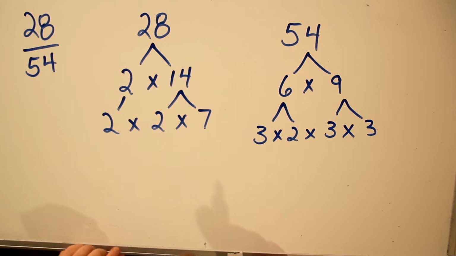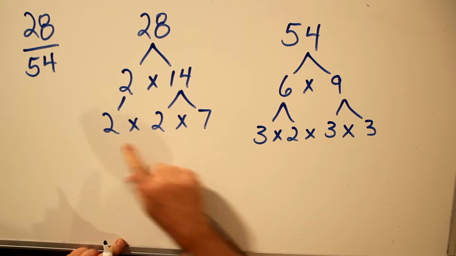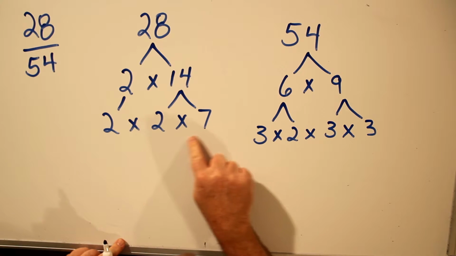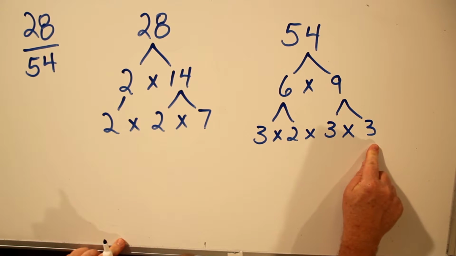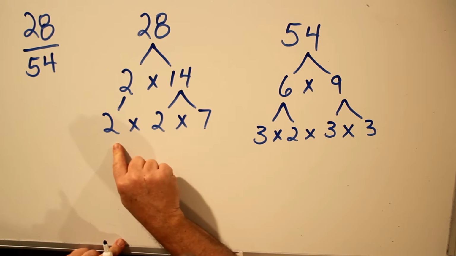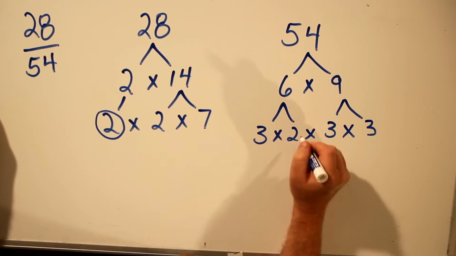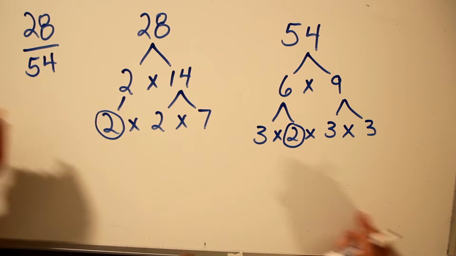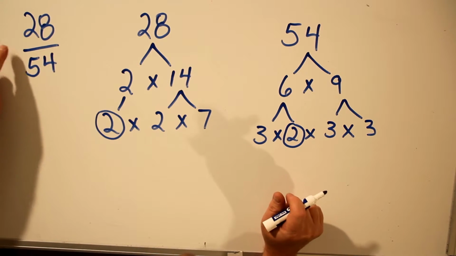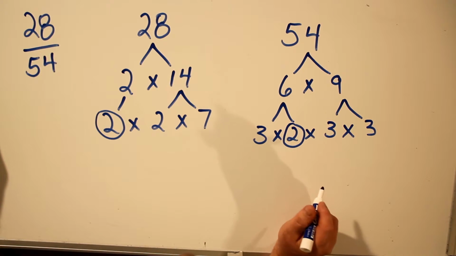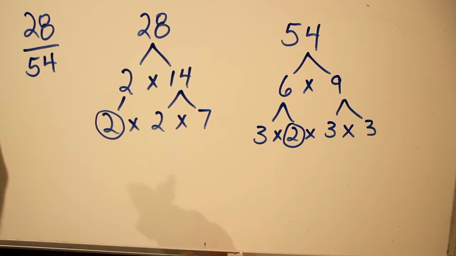Let's look over our list now and see if there's any number that appears in both lists. Well, we have a 2 here and a 2 here. We have a 7, no 7s here. We have a 3 and no 3s here. So the only common number to both lists is one of these 2's. Therefore, 28/54 as a fraction is not in simplest form. It shares 2 as a prime factor.